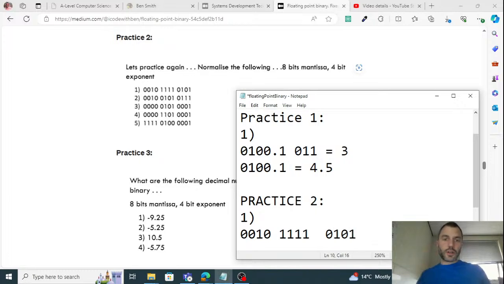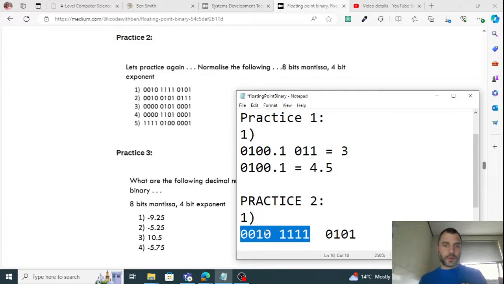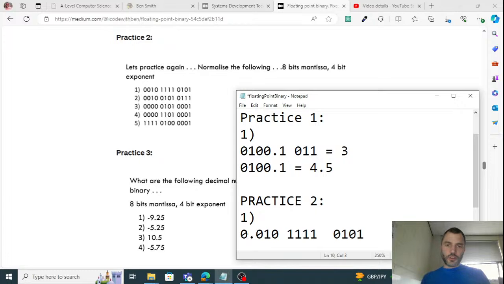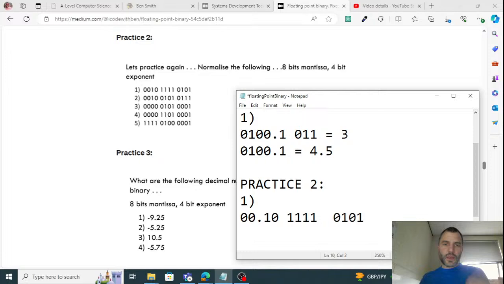So how are we going to normalize this? Well, we need to move the decimal point either left or right, so it's between a leading 1 and a 0, or 0 and a 1. Now this is a positive binary number, so we're going to need to move this decimal point. We wouldn't move it here because then it would become a negative number, so we want to move it here. And we don't want 2 zeros at the beginning. We'll add another 0 on the end to keep it at 8 bits. So we have now moved this decimal point 1 to the right.